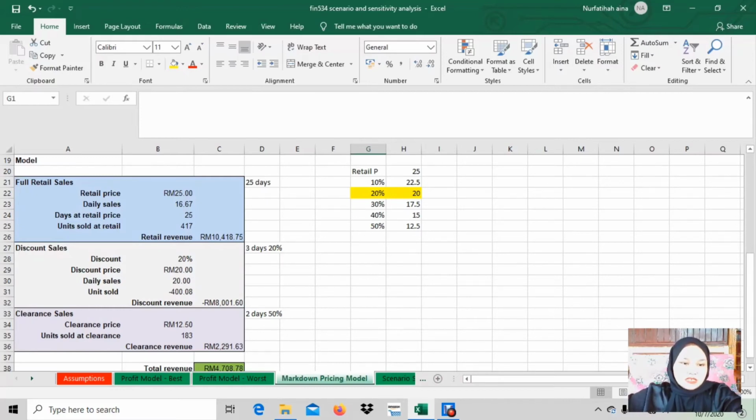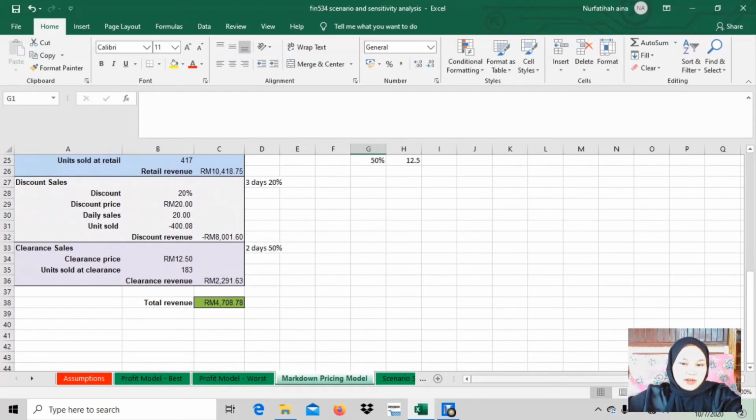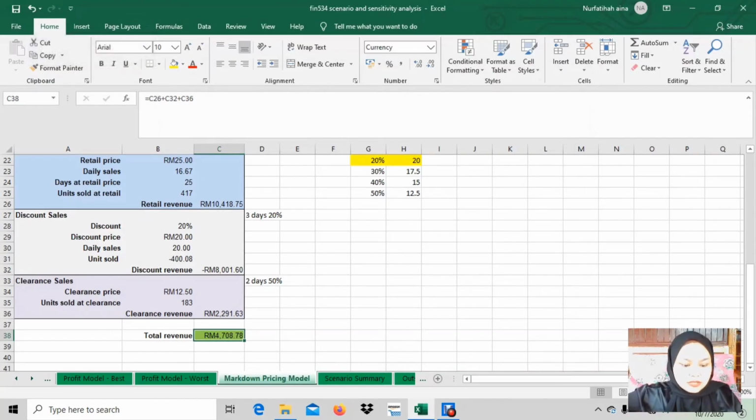But as you can see in the clearance sale, I put in a 50% discount rate, which makes the price RM 12.50. It might be good for me because I'm getting positive revenue in the 2 days period. So after I add all these three revenues, which are retail revenue, discount revenue, and clearance revenue, the total revenue I get is only RM 4,708.78. Then I test which discount rate is right to be charged to the customer.